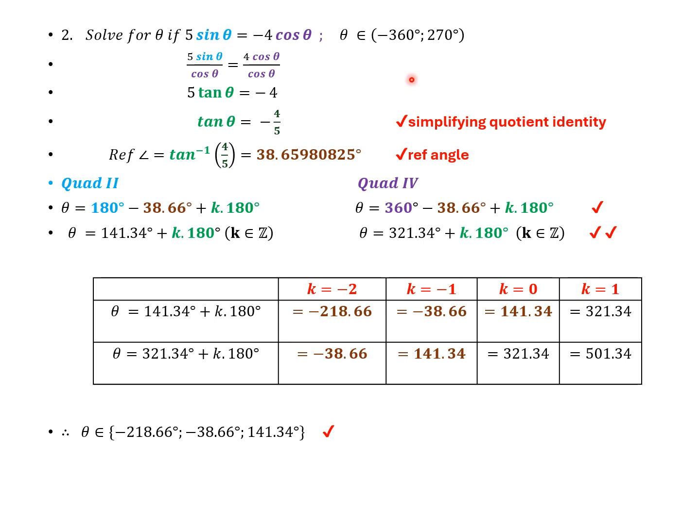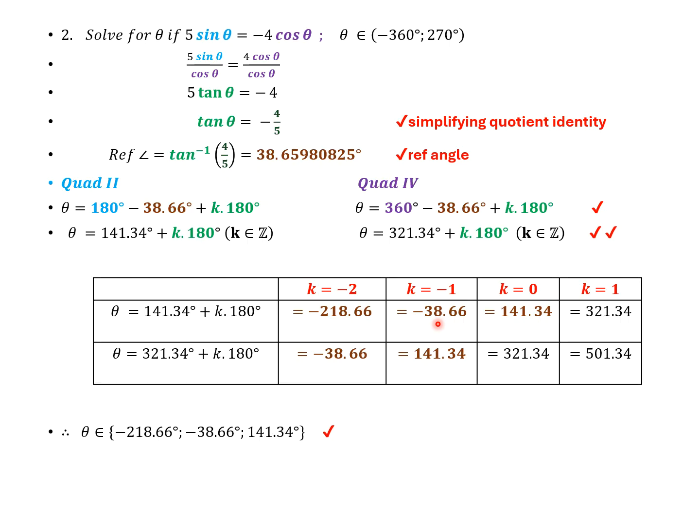Right, now we're working the restriction given, theta is an element of negative 360 to 270. So we're only accepting answers between these two values, not equal because it's two open brackets. So if I take negative 2 and I place it in here, 141,34 plus negative 2 times 180 would give me negative 218,66. Take negative 1, 141,34 minus 180 gives me minus 38,66.